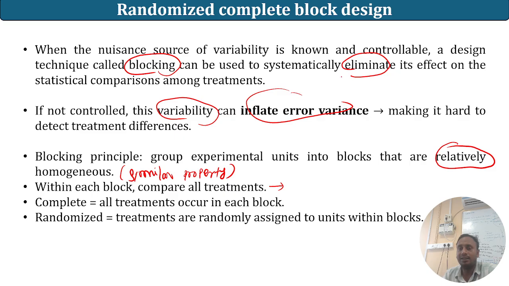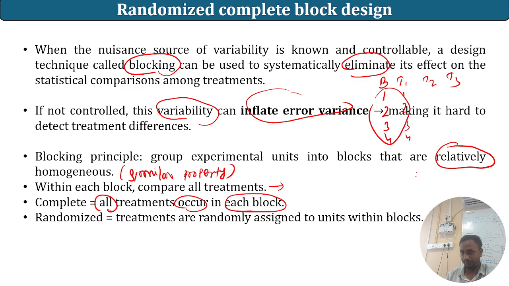Let's say we take block one, two, three, four, and treatment one, treatment two, treatment three. Then again we are going to randomize it, so that it should come in all the blocks. Complete means all treatments occur in each block. All treatments should occur in each block.